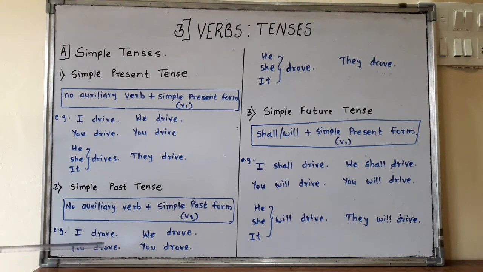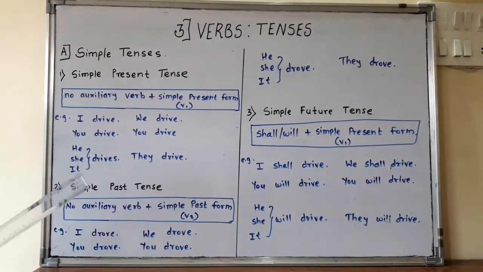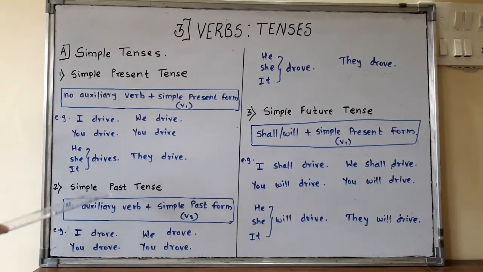Past form of the verb is used in the simple past tense. No auxiliary verb, just subject and simple past form of the verb. I drove, we drove, you drove, he, she drove, and they drove. Very simple. Simple present tense, simple past tense, and simple future tense is very easy to identify and very easy to use also.